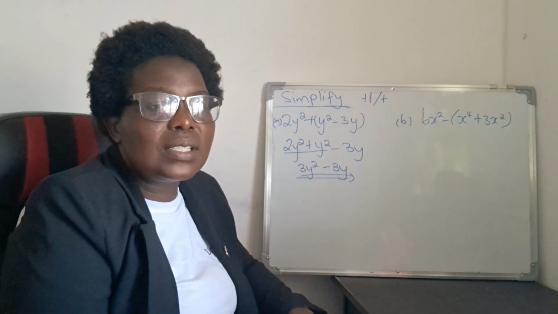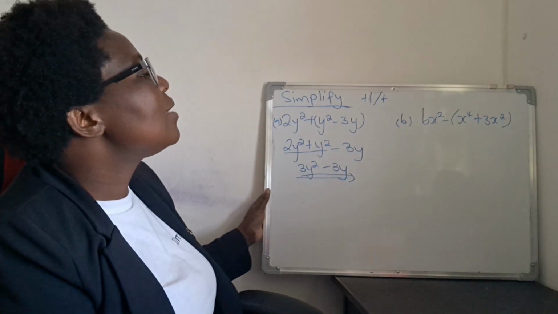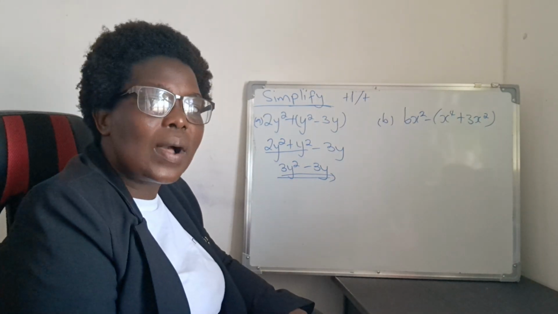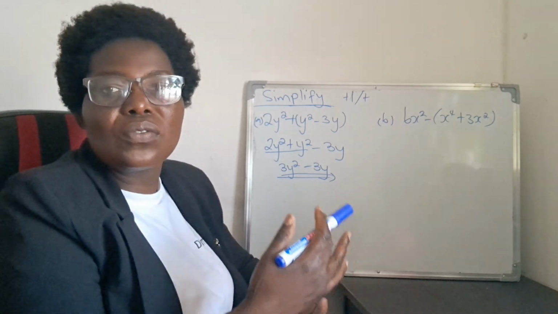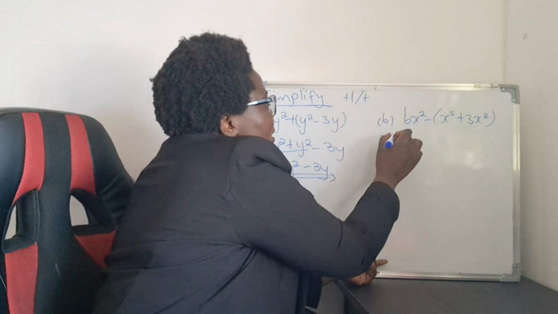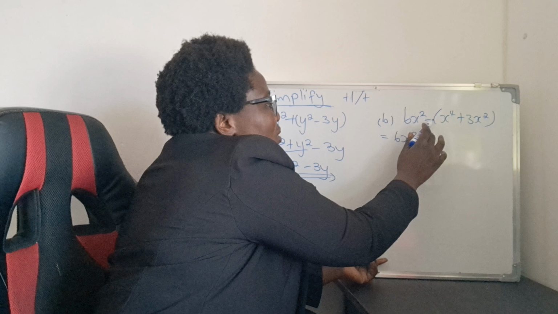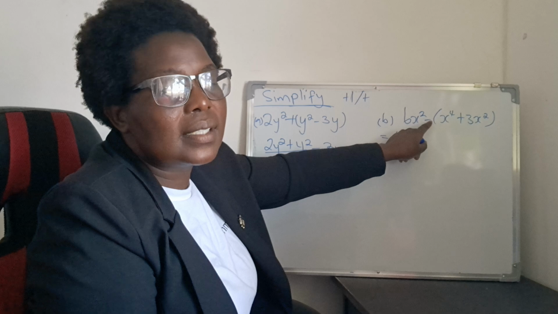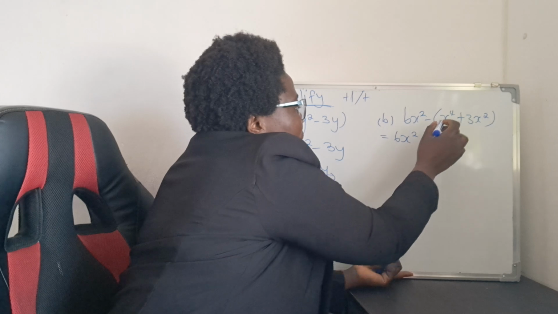All right, so let's look at another expression. It says 6x squared minus open bracket x to the power 4 plus 3xy. As I said, the first thing that you need to do is to expand the bracket to remove those that are in the bracket. How do we do that? So in this scenario, we're going to multiply both terms in the bracket by minus 1. Remember what we said? If it's just plus or minus outside the bracket, it can also carry a 1. So I'm going to multiply both terms by minus.